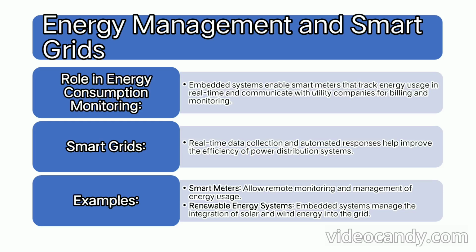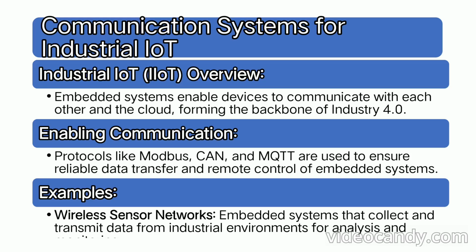In smart grids, real-time data collection and automated responses help to improve the efficiency of power distribution systems. For example, renewable energy systems that manage the integration of solar and wind energy into the grid. Smart meters allow remote monitoring and management of energy usage.